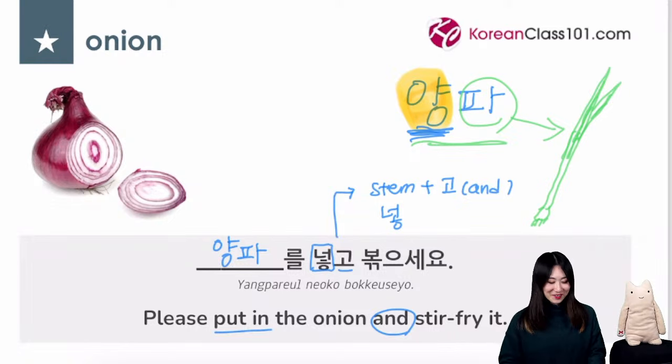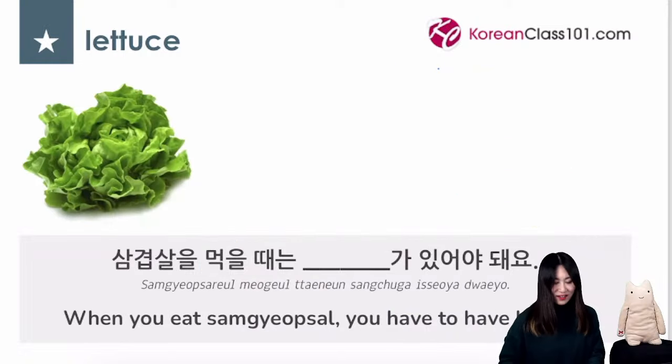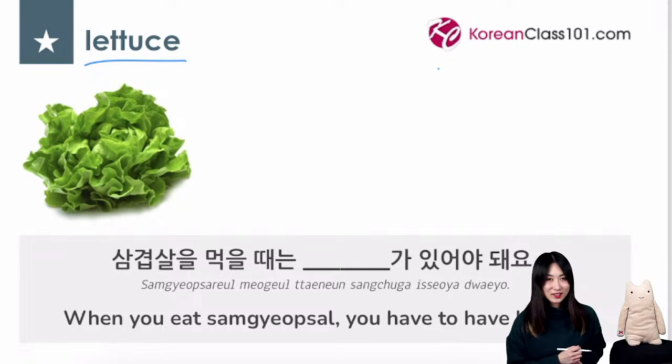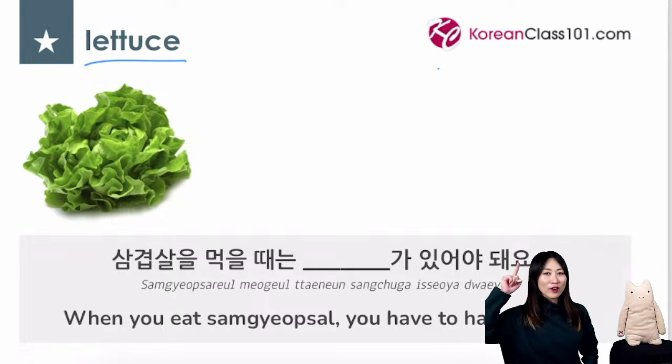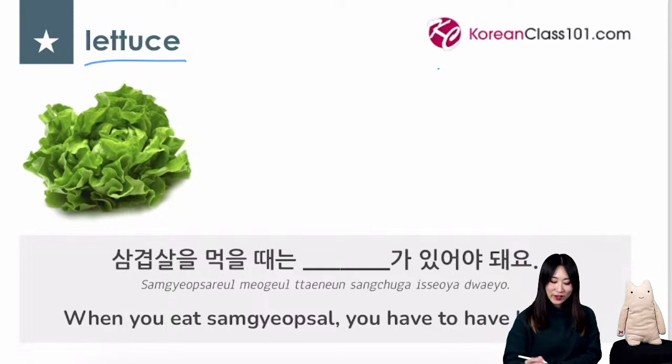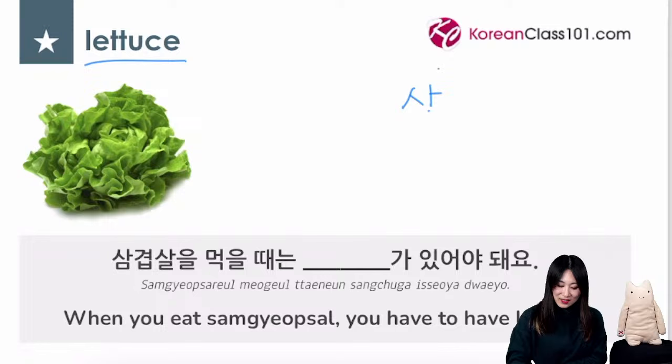Great. Okay, the next word that we have is lettuce. How can you say lettuce in Korean? Lettuce 한국어로 뭐예요? Is 상추.